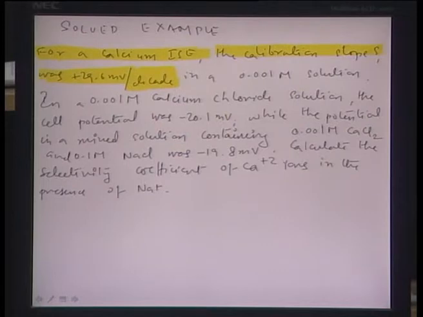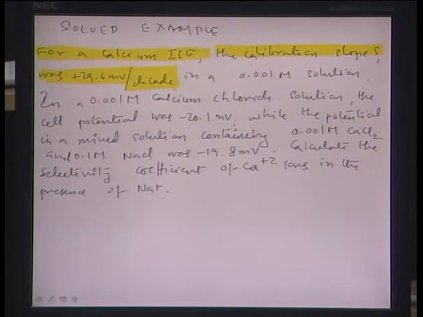If the concentration is changed by one order, the log to the base 10 of it would change by exactly 1 unit, and therefore S is essentially plus 29.6 millivolts. It also makes sense because S is equal to 59 millivolts divided by the number of electrons transferred. N in this case is 2, because calcium can get oxidized to the calcium plus 2 state, and therefore the slope is plus 29.6 millivolts.